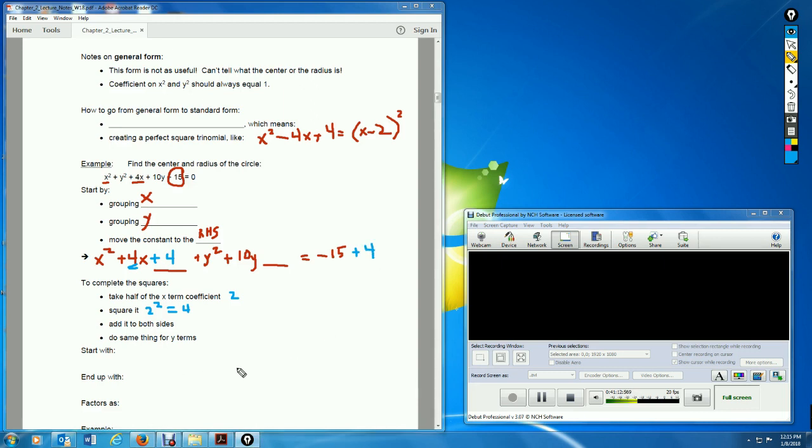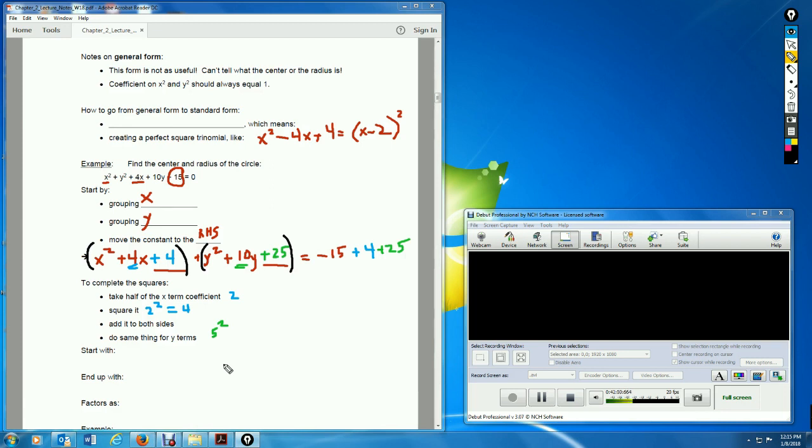Okay? Now, do the same thing for the y terms. So I'm going to take half of the y term coefficient, which would be 5. I'm going to square it, which is 25, and I'm going to add that to both sides of the equation. 25. If I add 25 here, I have to add 25 over here. Okay? And the whole reason we're doing this is because by doing that, we have just created a perfect square trinomial here and a perfect square trinomial here.